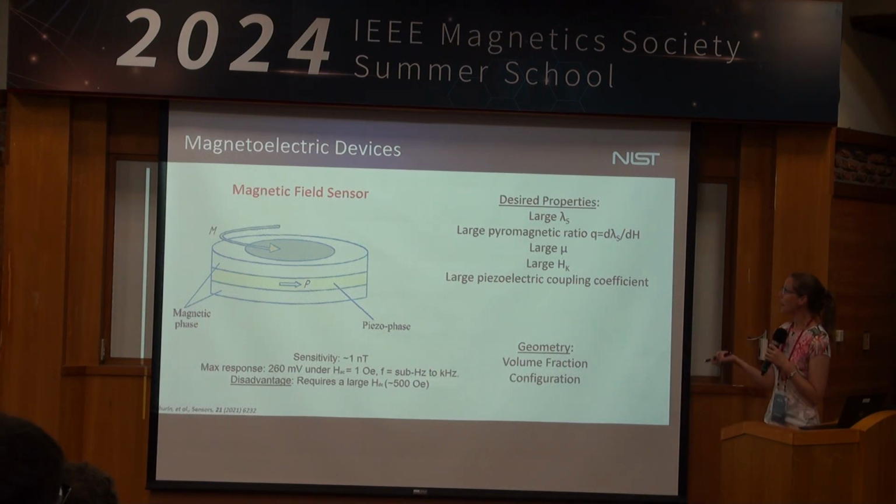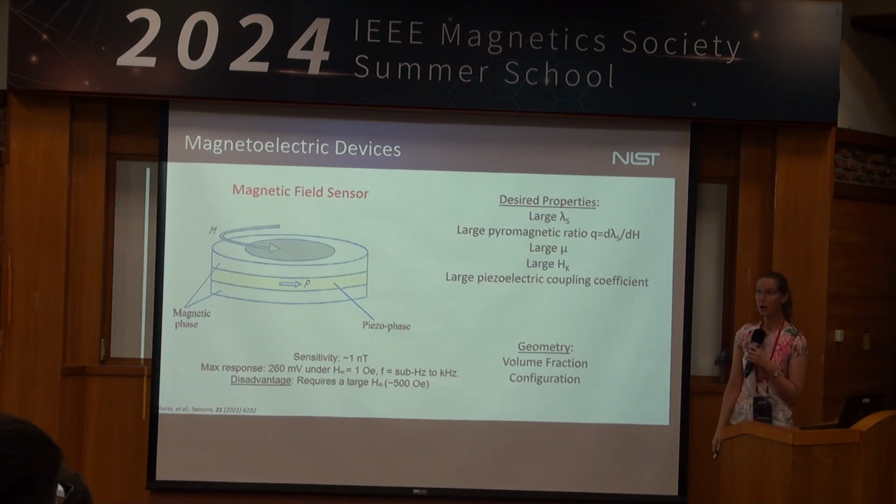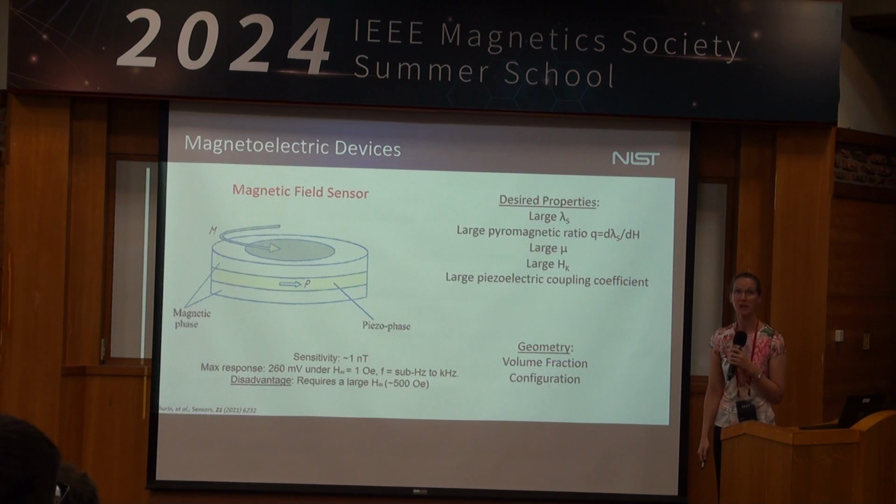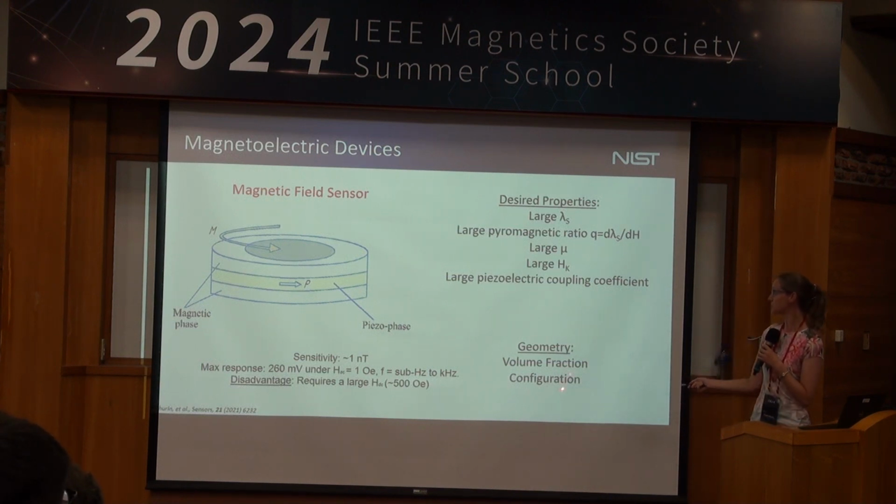But what kind of parameters are you controlling when you're trying to design these? So for the materials, you want a very large magnetostriction. The bigger it is, the more strain you can apply to your system. You then want a large, what's called pyromagnetic ratio, which is the change in the magnetostriction with field. You want a large permeability, a large magnetic anisotropy, and this is sometimes called piezoelectric coupling coefficient and sometimes called magnetoelastic coupling coefficient. And then the geometry matters. What's the volume fraction of the different layers, and what kind of configurations do you have?